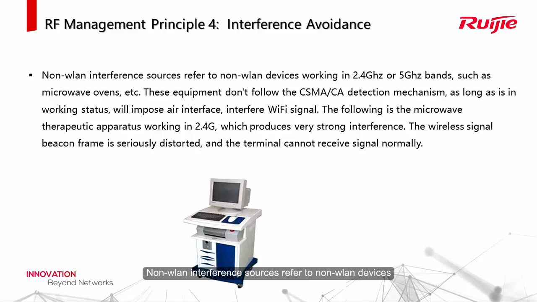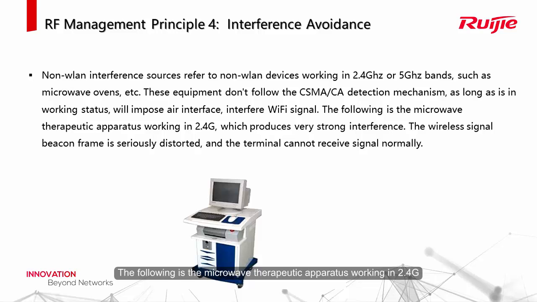Non-WLAN interference sources refer to non-WLAN devices working in the 2.4 GHz or 5 GHz bands, such as microwave ovens, Bluetooth, etc. These devices do not follow the CSMA/CA detection mechanism and will not take the initiative to retreat. As long as they are in working status, they will occupy the air interface and interfere with the Wi-Fi signal, affecting the wireless experience.